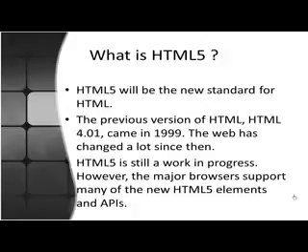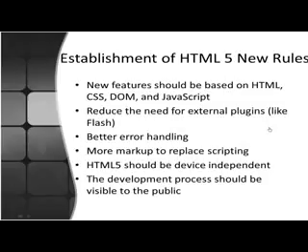The previous version of HTML, HTML 4.01, came in 1999. The web has changed a lot since then. Establishment of HTML5 new rules. HTML5 was mainly targeting to improve the language with support for the latest multimedia, human readability, and consistent understandability by computers and devices. Apart from that, there are many intended purposes such as better error handling, more markup to replace scripting, and reduced need for external plugins like Flash, document editing, etc.